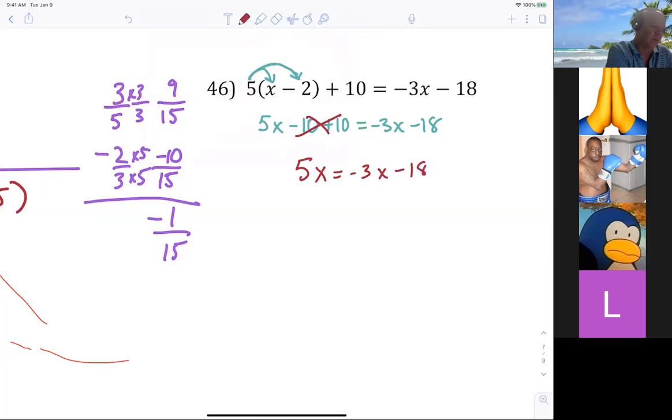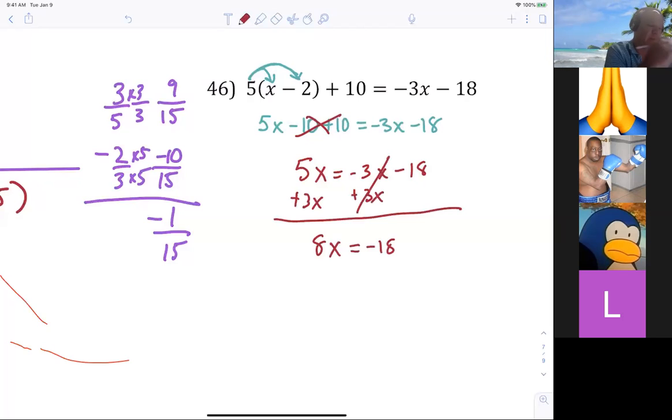Right. So now the negative 3x is out of position, right? So I would add 3x, which just cancels it out. And then wouldn't you do the same with the 18? So you'd have 8x equals negative 18. Now, negative 18 is in the right spot, because remember, again, variable equals numbers. You agree with me or not?